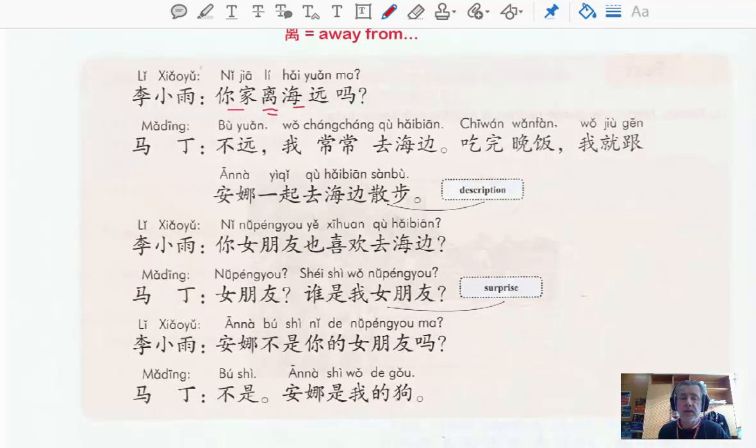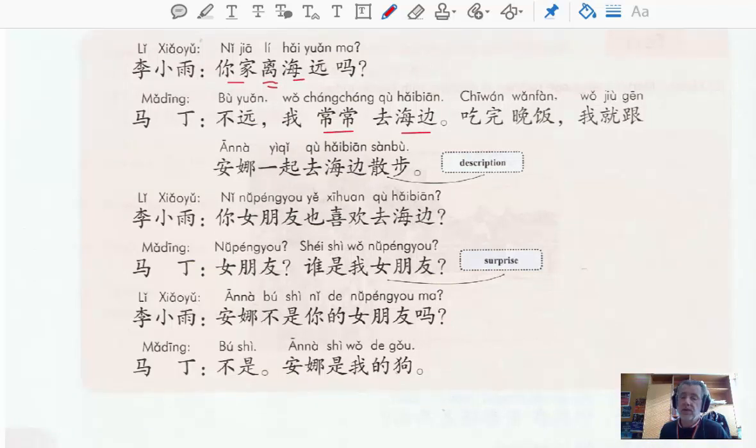Ma Ding says 不远. 我常常去海边. So we should be clear about what 常常 means now, often, and 海边 meaning seaside. It's literally sea, and then 边 is side. So I often go to the seaside, and in Australia we might say to the beach.